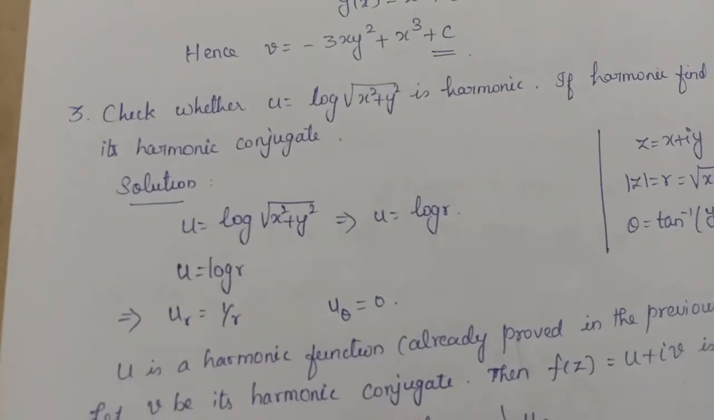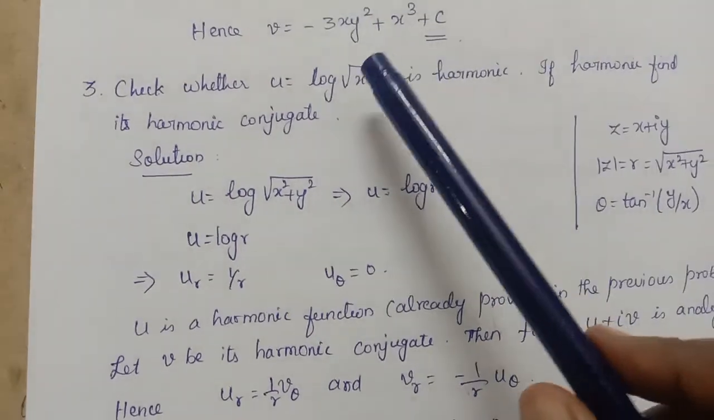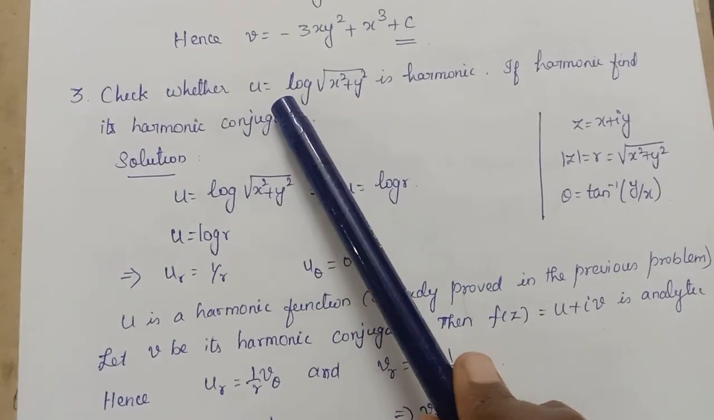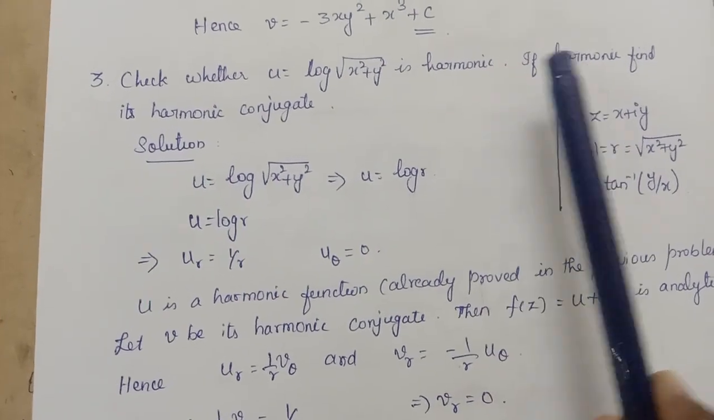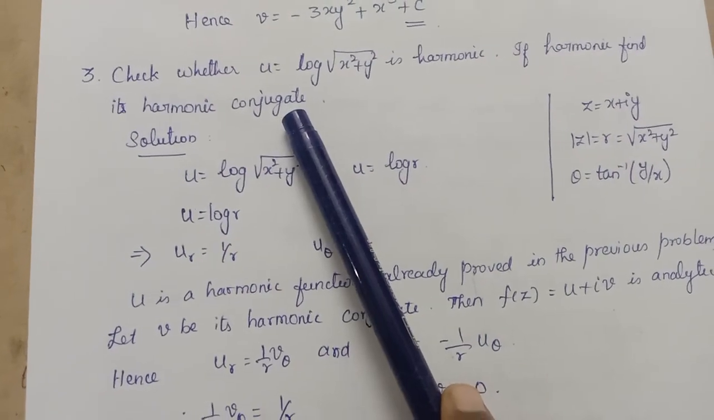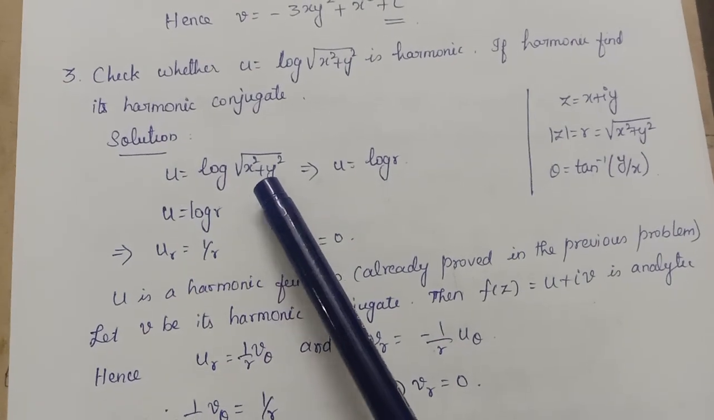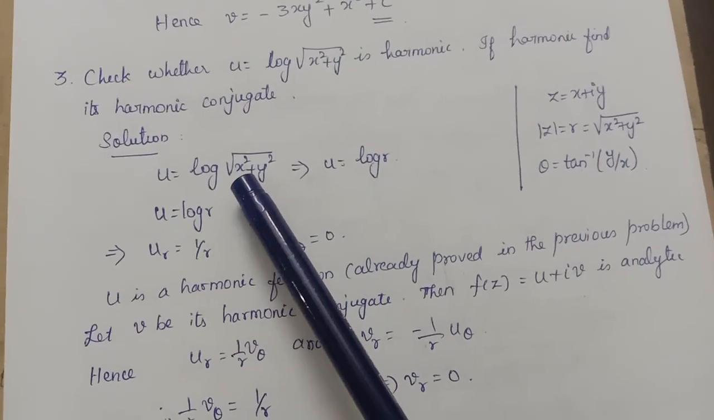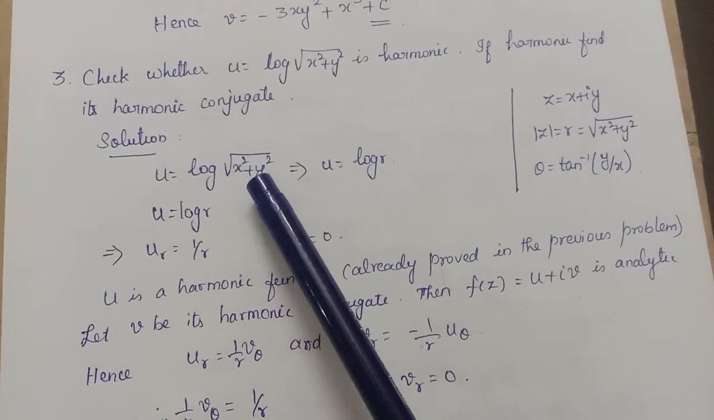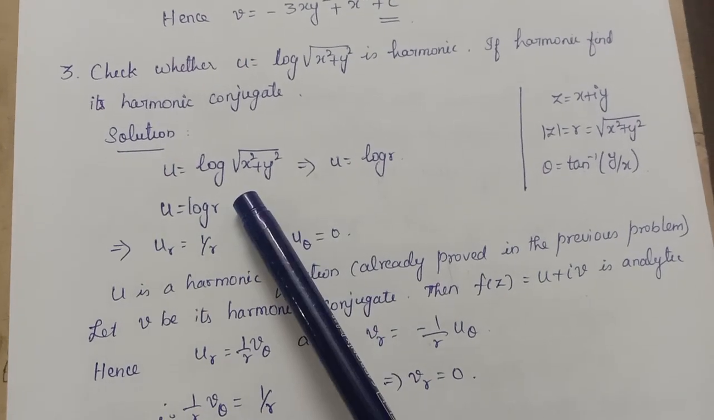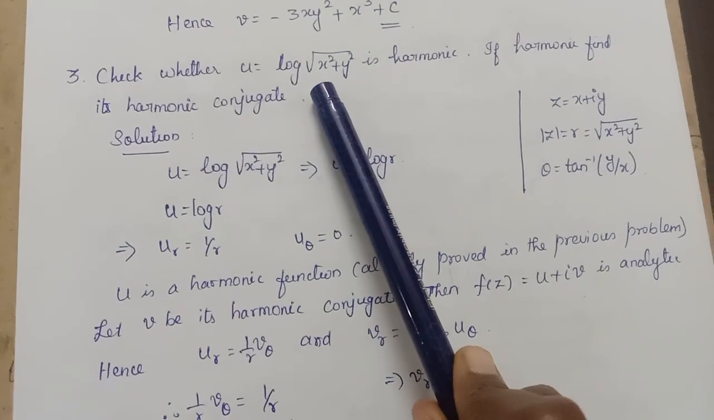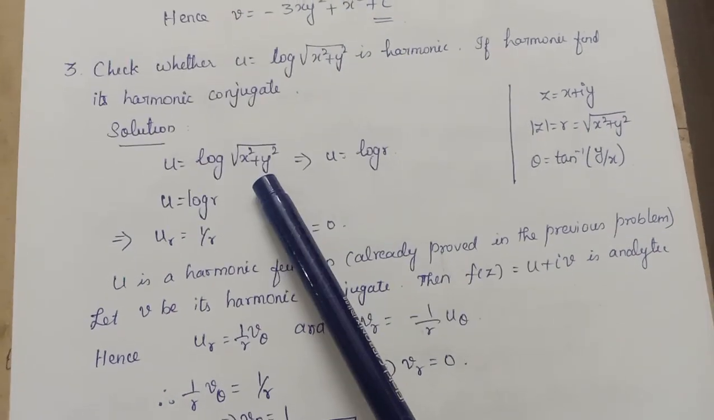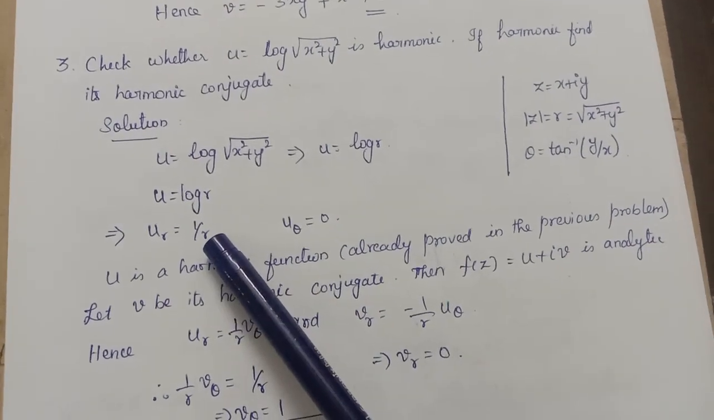This is also the same type of problem. This problem we have already discussed. Check whether u equal to log root of x square plus y square is harmonic. If harmonic, find its harmonic conjugate. This problem I have discussed on the previous page, so I am not going to check whether it is harmonic or not here because I have already done that. I am going to skip that part. I have already proceeded with this problem in terms of polar coordinates, so here also I am going to take it that way.